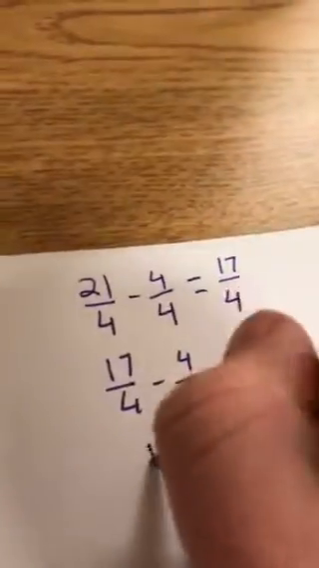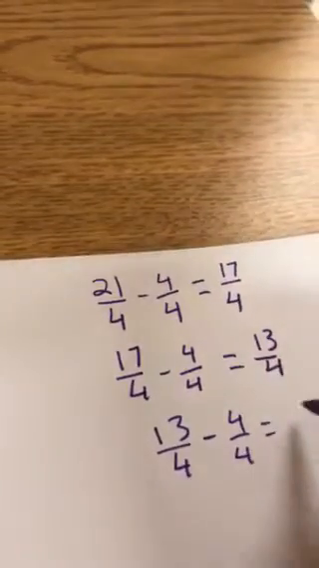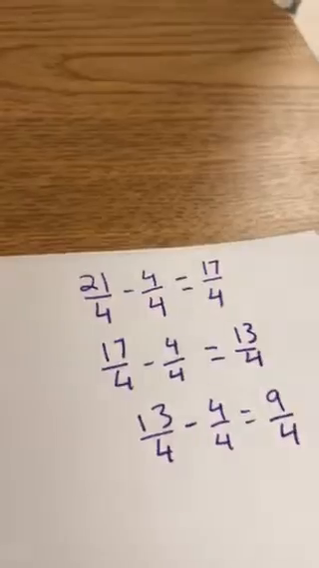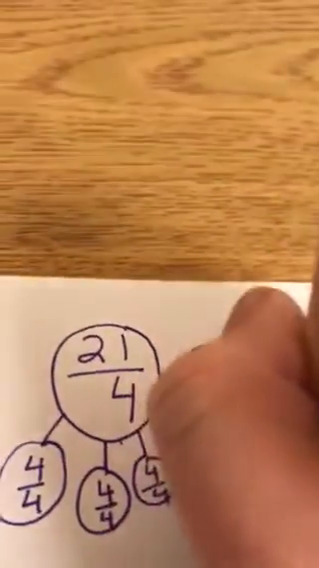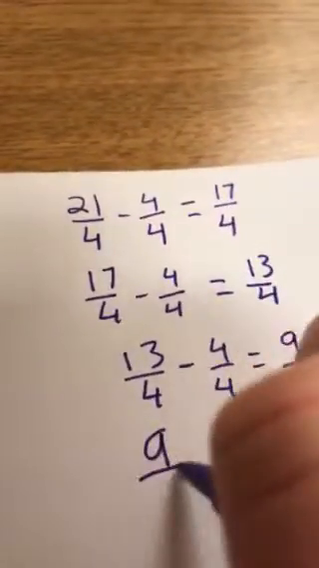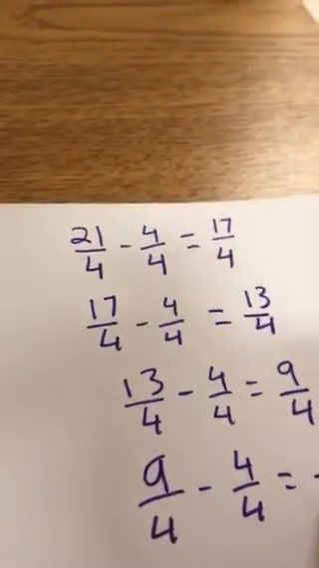And we'll see what I have remaining. 13/4 minus 4 fourths is going to equal 9 fourths. So I've taken away one whole, 2 wholes, 3 wholes, and I represent that over here. I still have enough to take out another one because I have 9 fourths remaining. So now I've got 9 fourths minus 4 fourths, which is going to equal 5 fourths. So I can take out another whole. And we're going to see, can I take out another one?